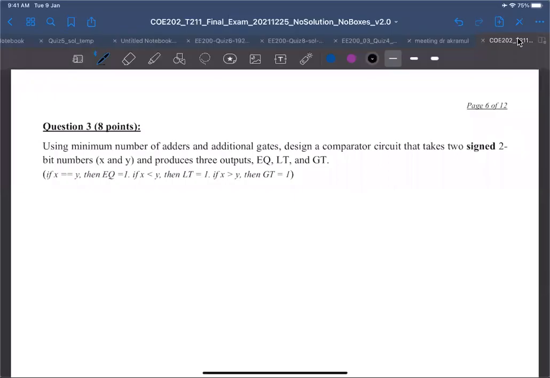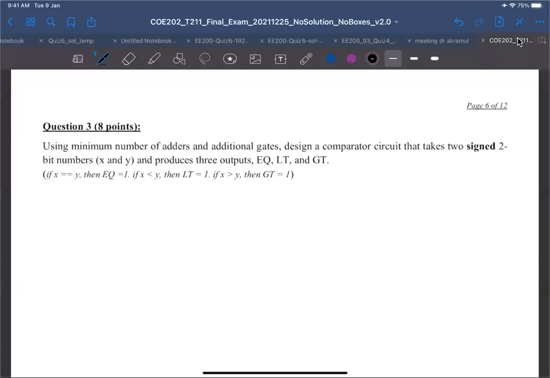Okay, I'm going to solve this question, which is question number 3 of the final exam of term 211, continued. It says here, using the minimum number of adders and additional gates, of course, design a comparator circuit that takes two signed 2-bit numbers, X and Y, and produces 3 outputs: equal, less than, and greater than.